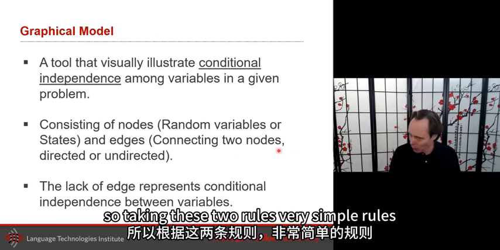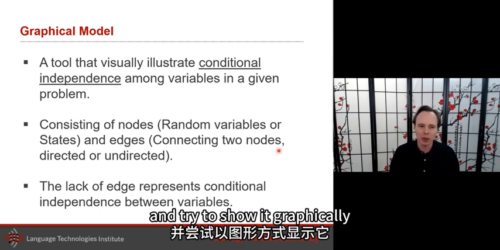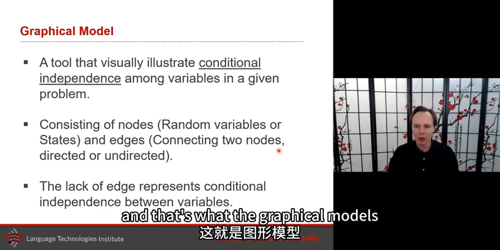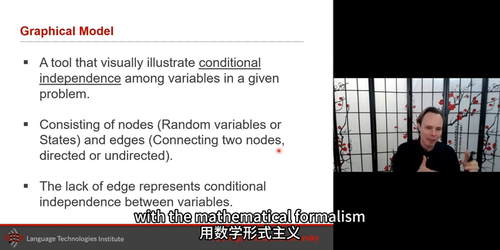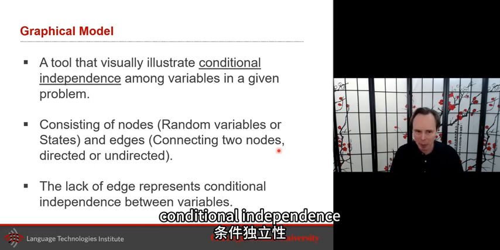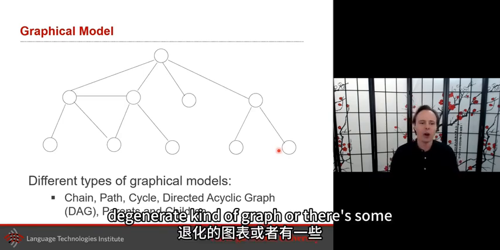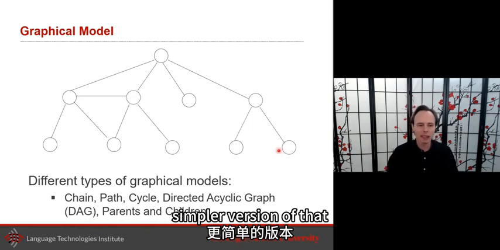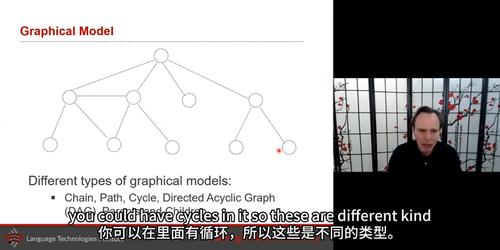So taking these two very simple rules, now we can start taking any problems and try to show them graphically. And that's what the graphical models are, and the graphical models will usually have a one-to-one mapping with the mathematical formalism. It's a tool to visualize those conditional independences. And there are different kinds: the generic graph, or some simpler versions of that, like a chain, which will be the simplest one. It's a simple sequence. You could have cycles in it. So these are different kinds.